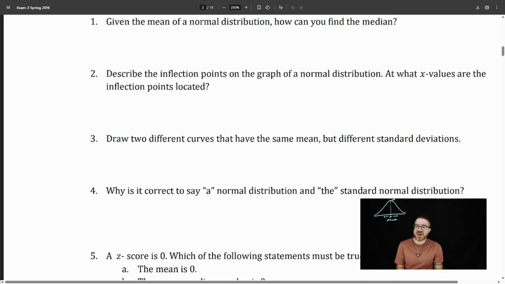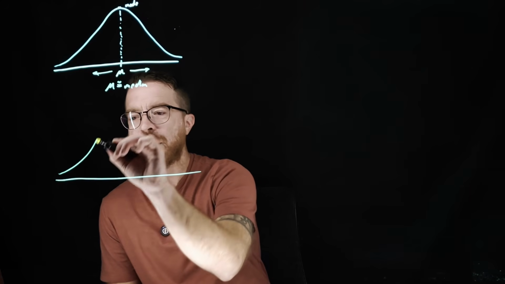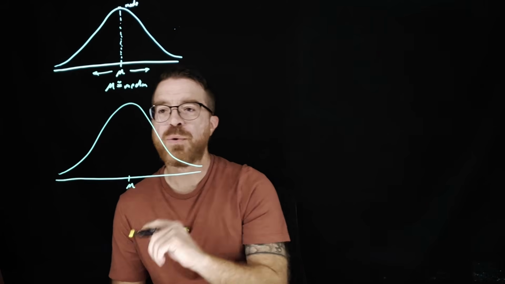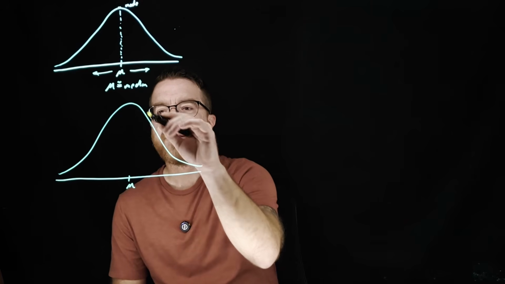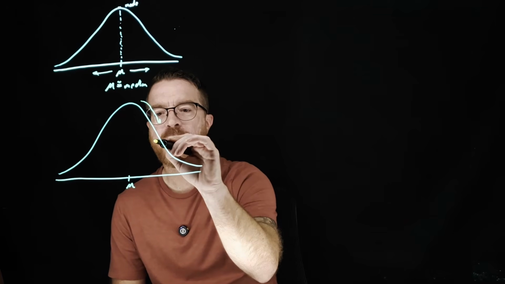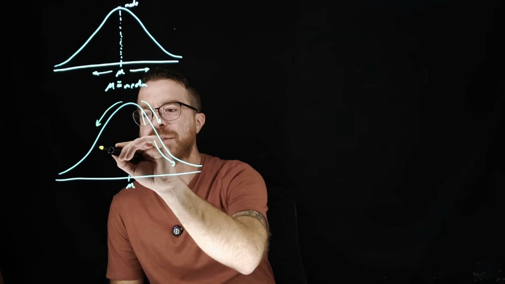The second question asks, describe the inflection points on a graph of a normal distribution. At what x values are the inflection points located? So again, in this case, we have a normal distribution. And if we think about the nature of our bell-shaped graph, we're centered at the point mu. And then the inflection point is when it goes from being concave down to concave up, which is where it sort of changes the direction of the slope.